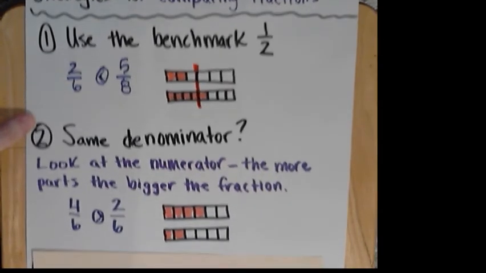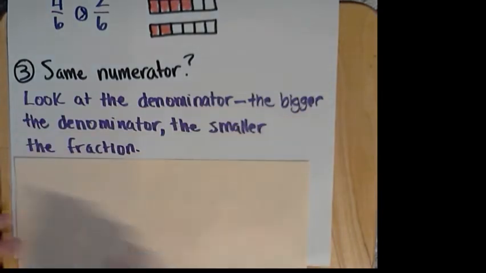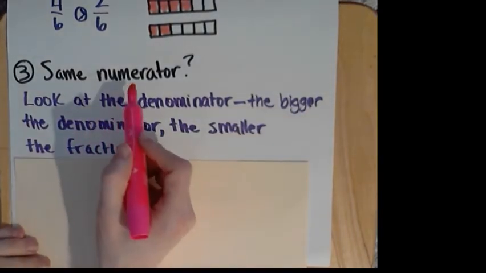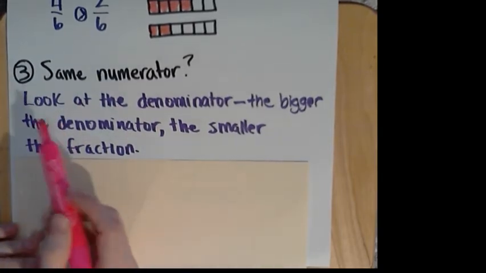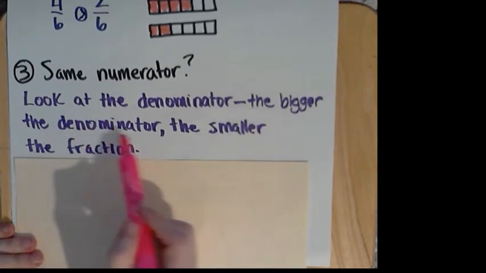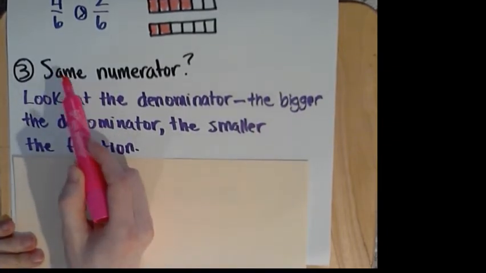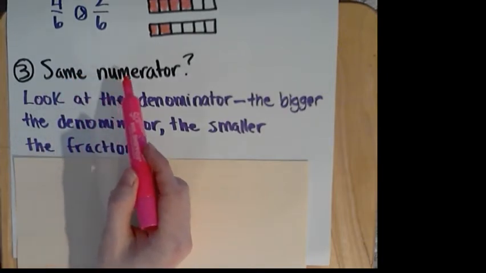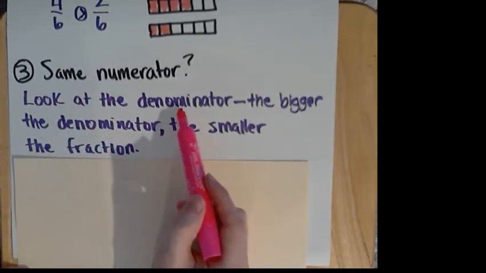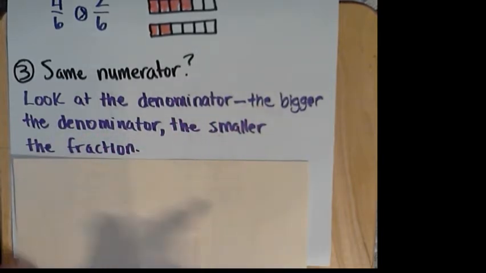I'm going to scoot this up so that we can take a look at the third and final strategy. And the third one is if the two fractions that you're comparing have the same numerator. That means the top number is the same. If that happens, you're going to look at the denominator. The bigger the denominator, the smaller the fraction. Let me say this one again. If your two fractions have the same numerator, that means the top numbers are the same. Then you're going to look at the bottom number, or the denominator. The bigger the denominator, the smaller the fraction.